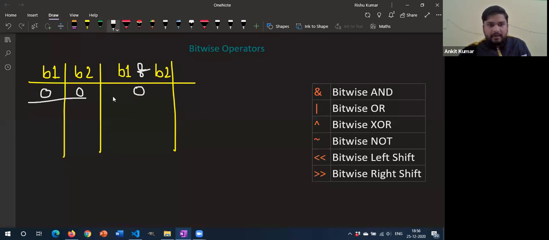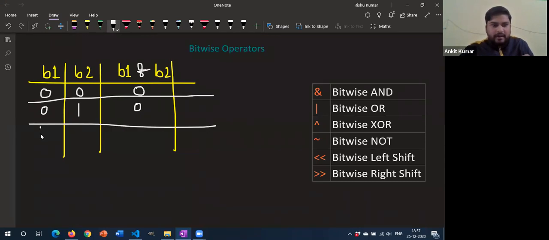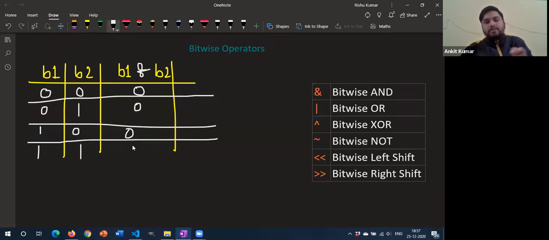Similarly, if you have 0 and 1, your answer will be 0. If you have 1 and 0, your answer will again be 0. And if you have 1 and 1, your answer will be 1. So it means that with bitwise AND, until both the bits are 1, you will not get 1 as your answer.